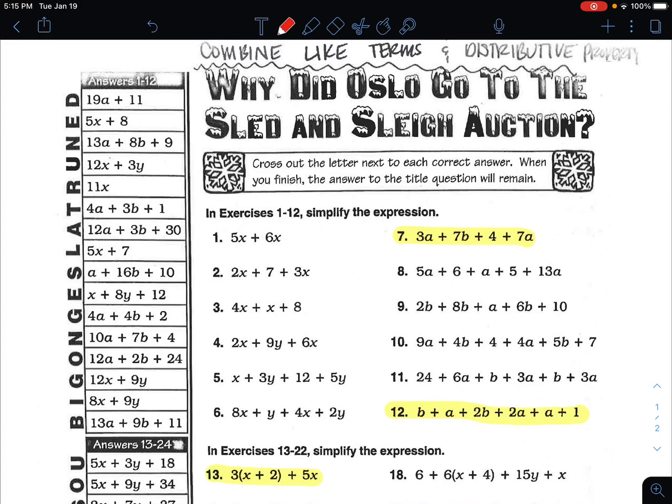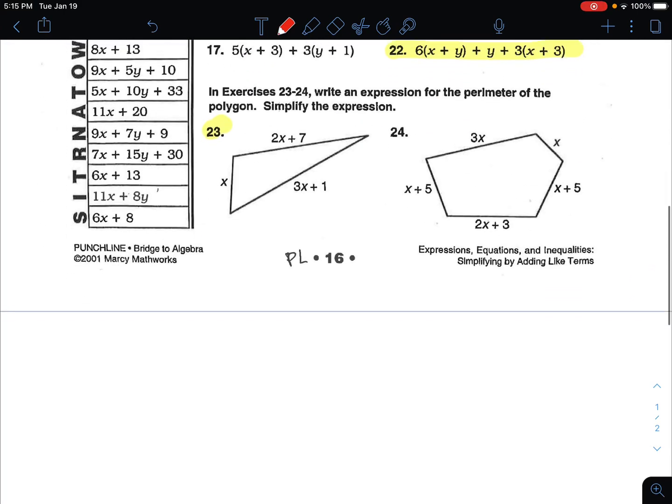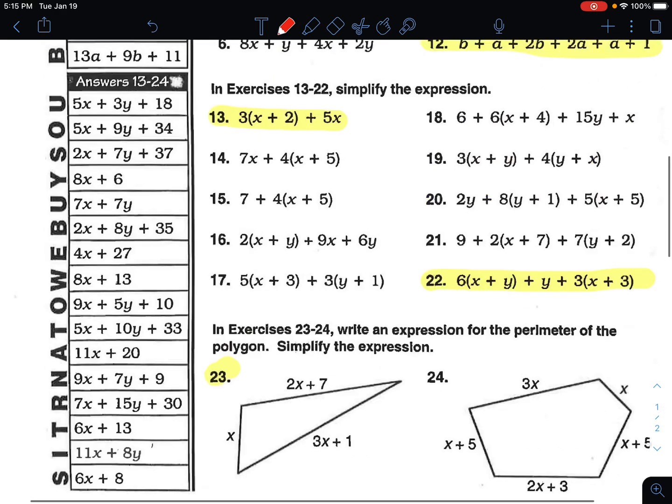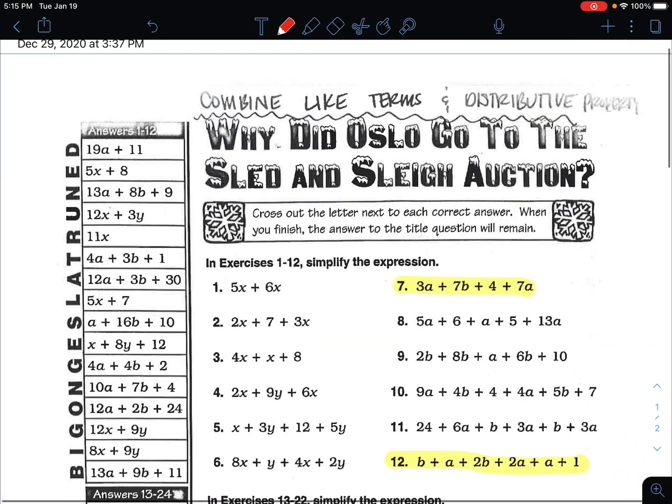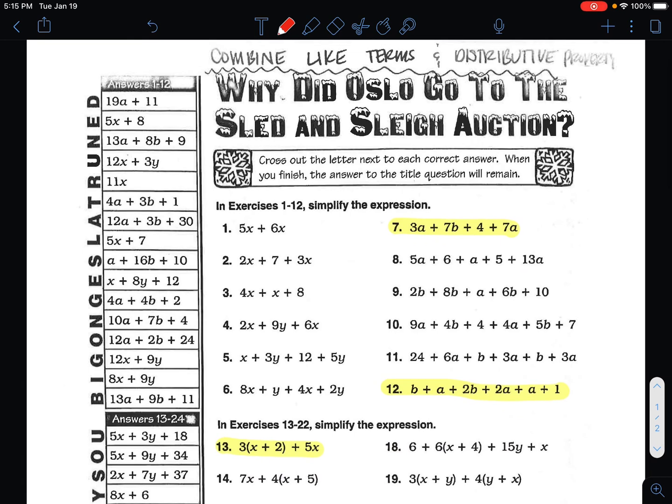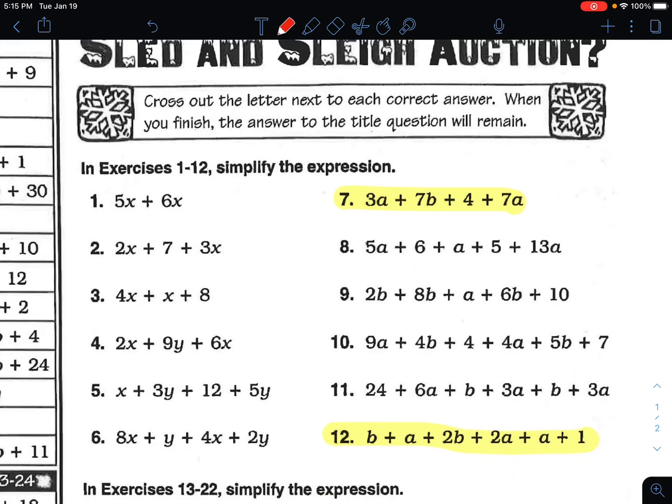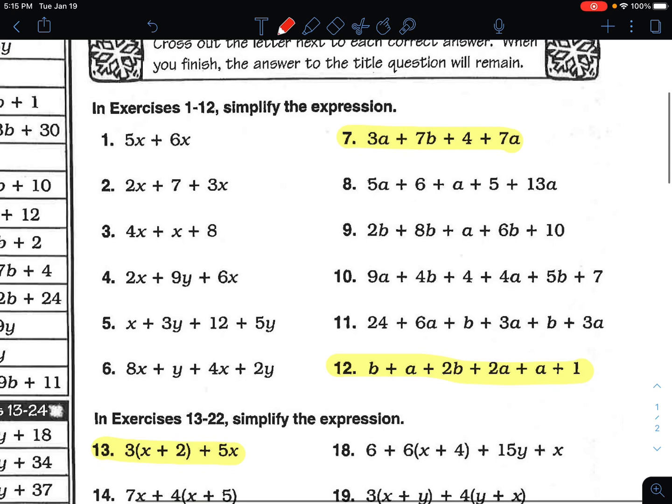In this video, we are going to go over worksheet PL-16. This is about the distribution and combining like terms. So let's begin. I'm going to do a couple of these questions in this homework video. I'm going to do number 7.